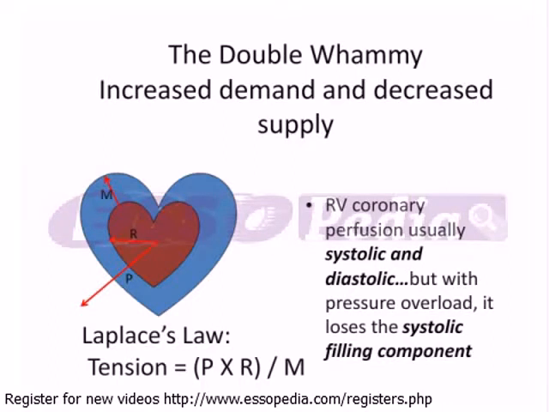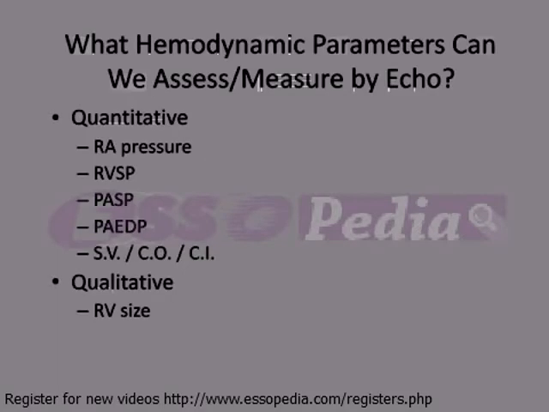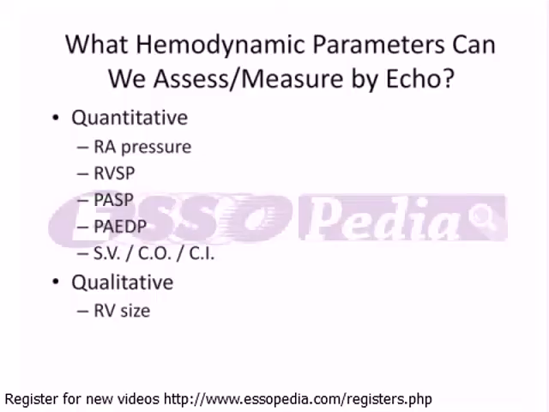Keeping in mind how the right ventricle pumps into the pulmonary circuit, let's go back to the clinical arena and look at how we can measure parameters of right heart function. There are both quantitative and qualitative parameters. The quantitative parameters that we can measure are right atrial pressure, right ventricular systolic pressure, pulmonary artery systolic pressure, pulmonary artery end diastolic pressure, stroke volume, cardiac output, and cardiac index. And qualitatively, we can get an idea of RV function by RV size.